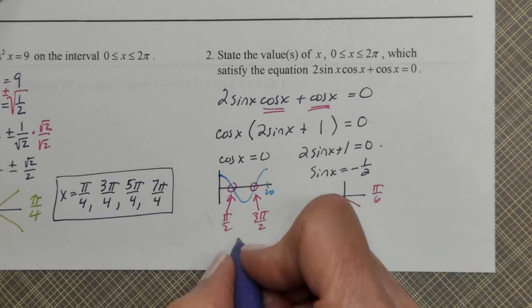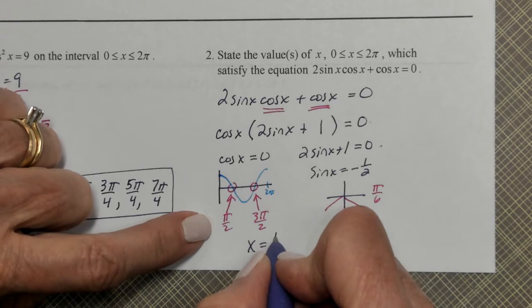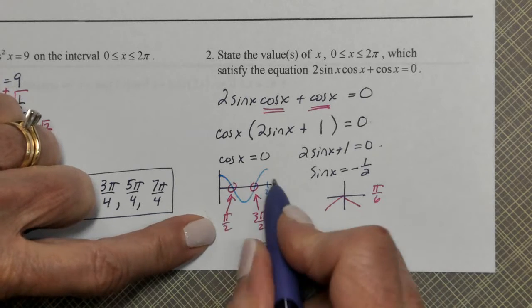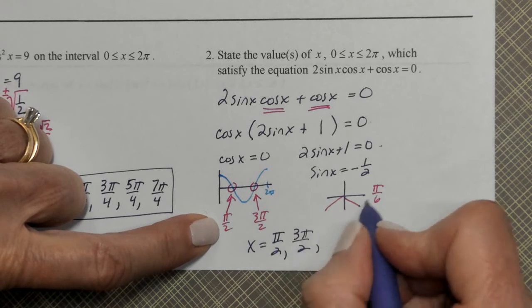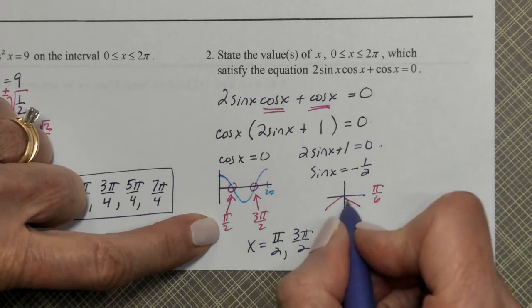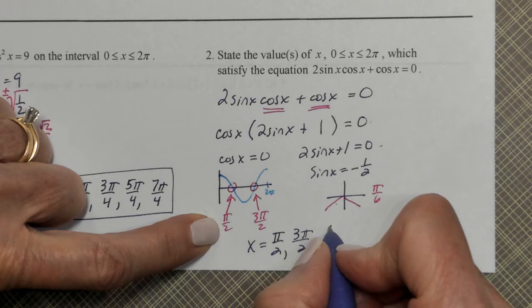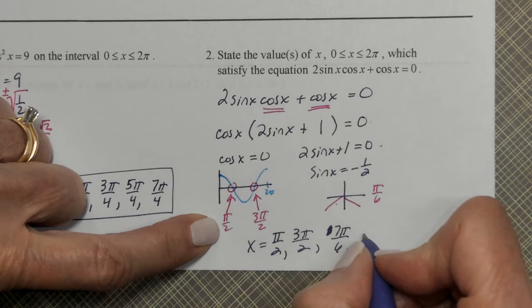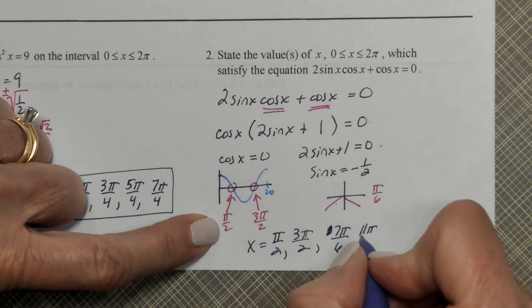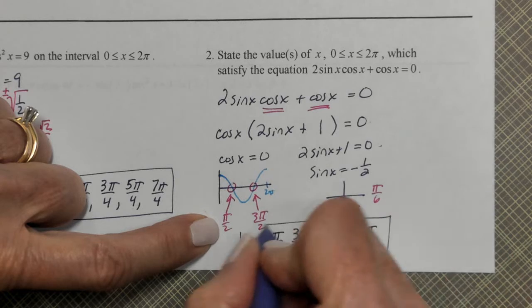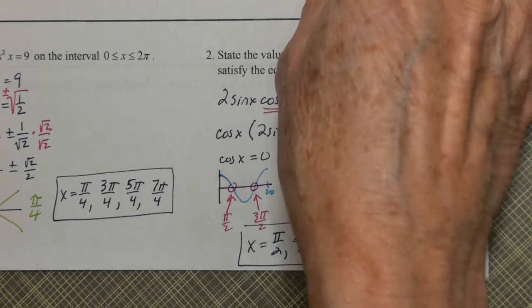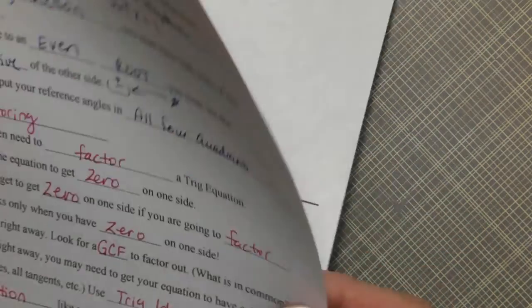I'm going to write all my answers. So x is pi over 2 and 3 pi over 2 from this piece. From this piece, the pi over 6 angle in quadrant 3 is 7 pi over 6. The pi over 6 angle in quadrant 4 is 11 pi over 6. So these are the 4 solutions to that trig equation in between 0 and 2 pi. Okay?